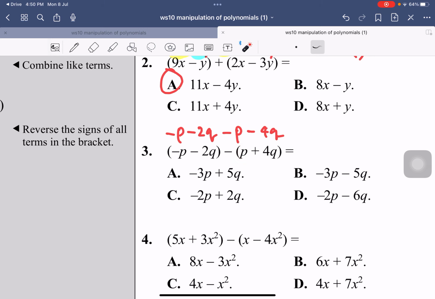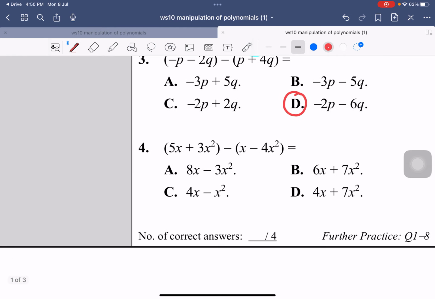Okay, then the next step is to combine the similar terms. This is negative p, this is negative p. So negative p minus p gives you negative 2p. And for this part, negative 2q minus 4q, so it's going to be minus 6q. So the answer should be D.